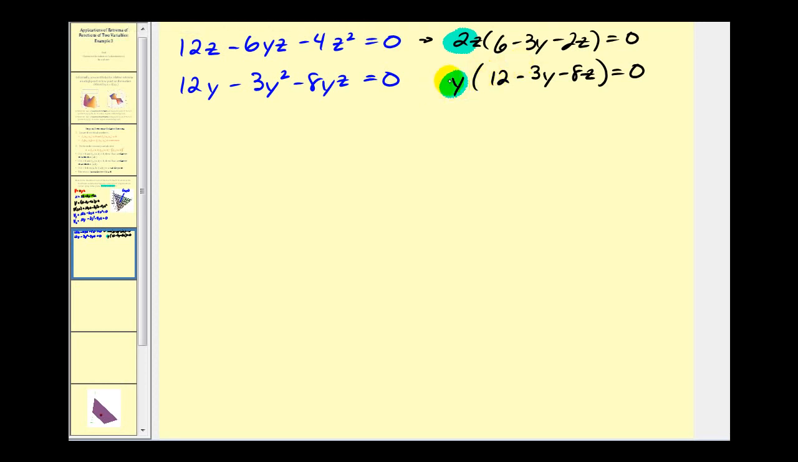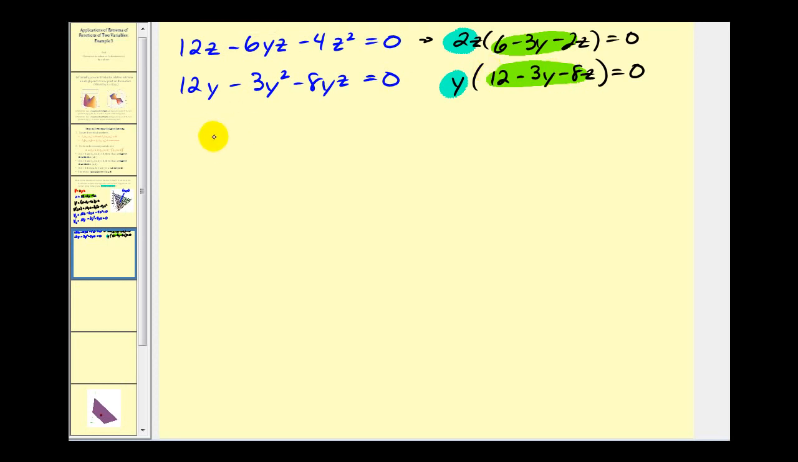So now we have a new system to solve. We want to know when this inner factor is equal to 0 as well as this inner factor equal to 0. And this gives us a linear equation in terms of two variables, which we can solve using elimination or substitution.